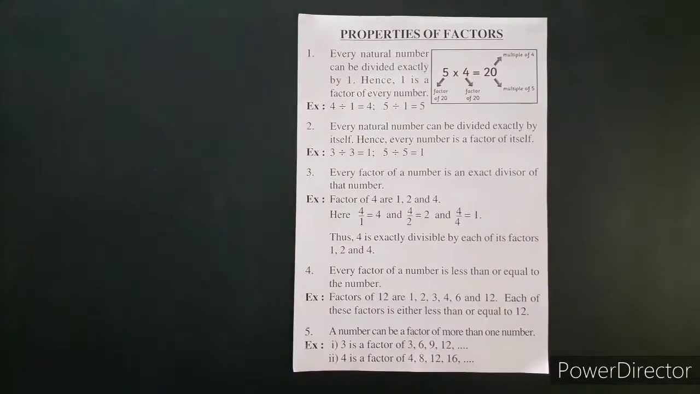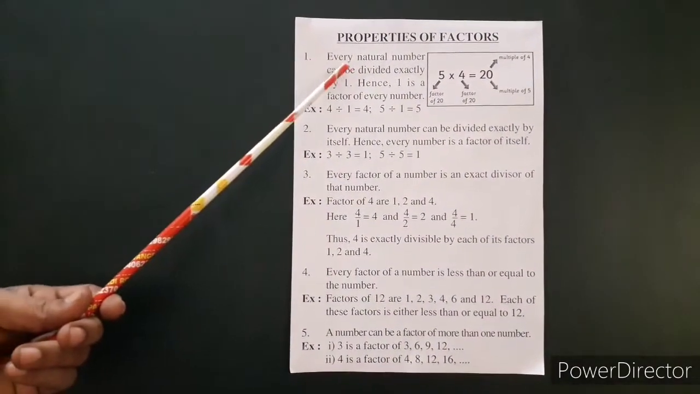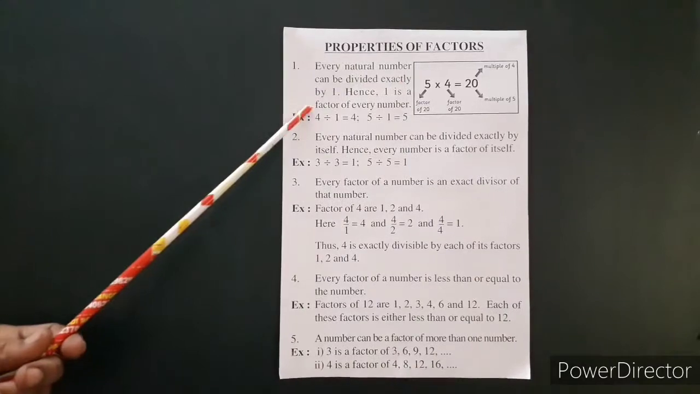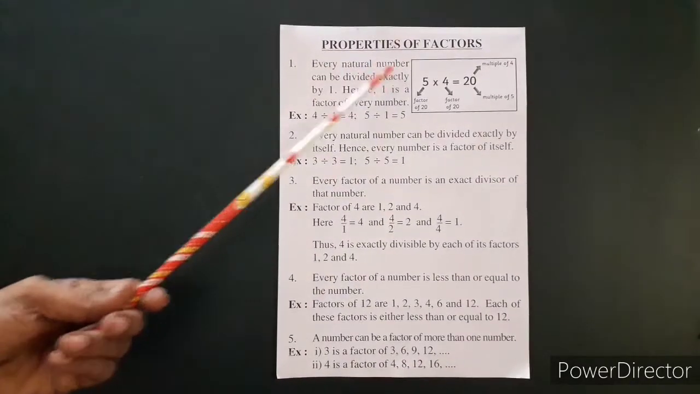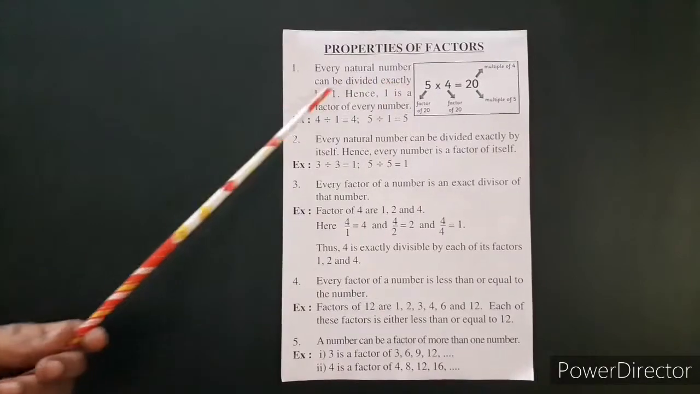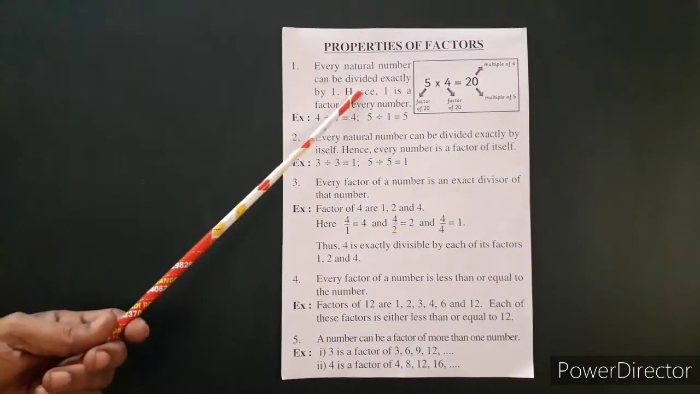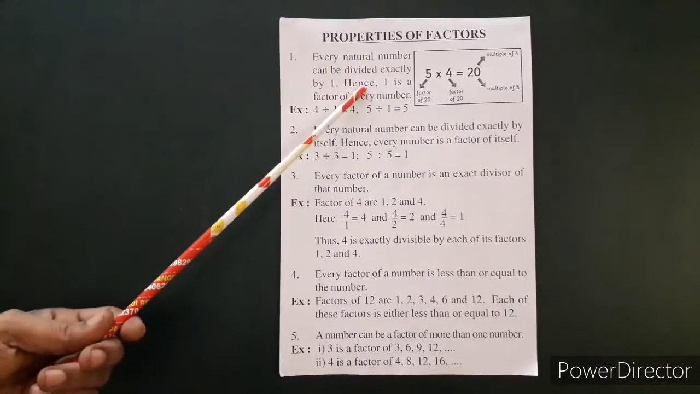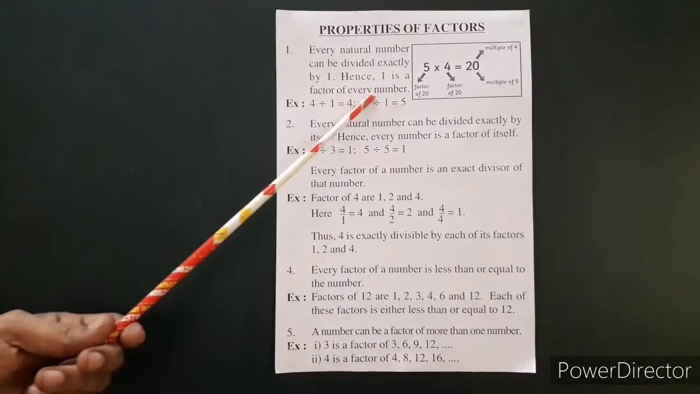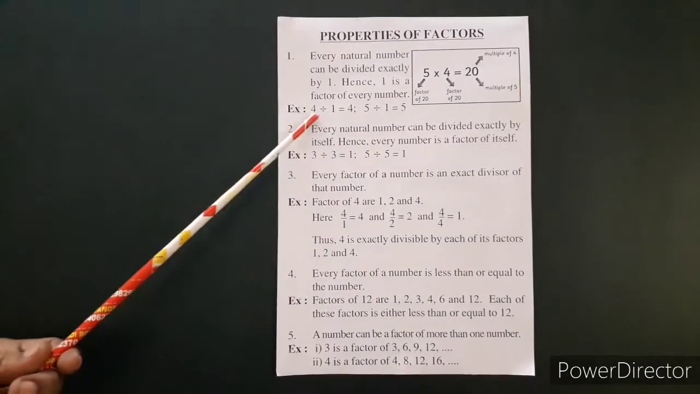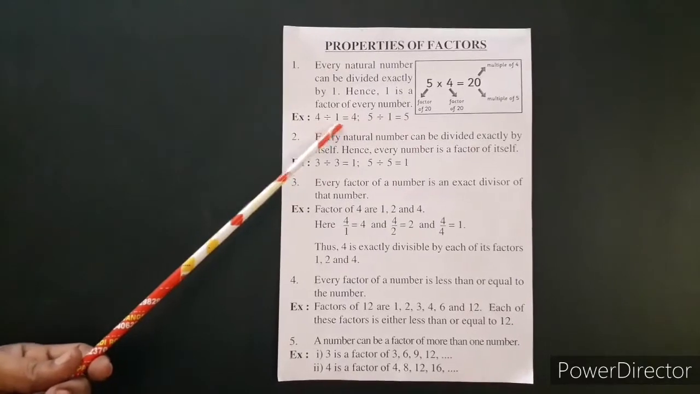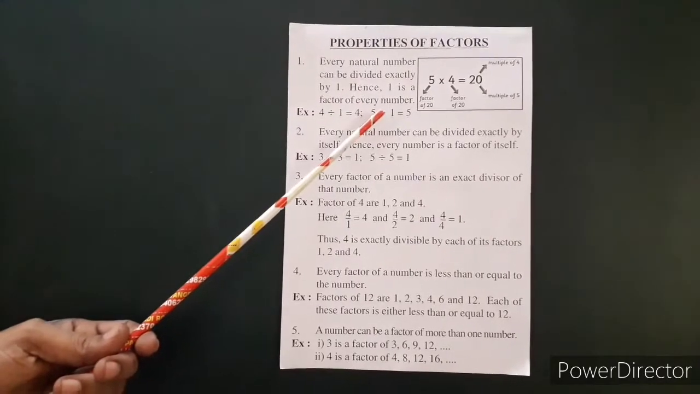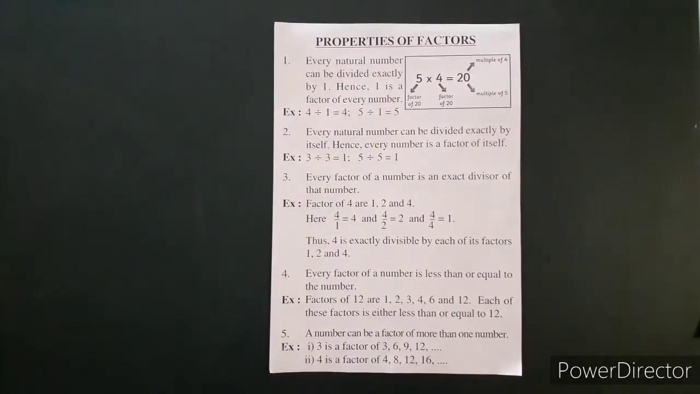Here the first property: every natural number can be divided exactly by 1. Hence 1 is a factor of every number. Example, when we divide 4 by 1 it is equal to 4. When we divide 5 by 1 it is equal to 5.